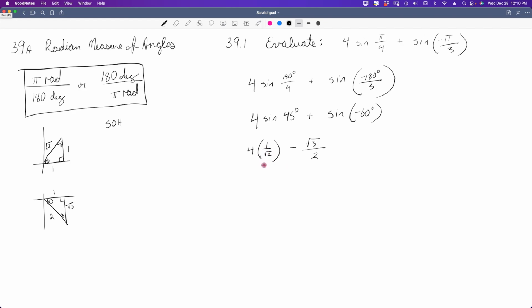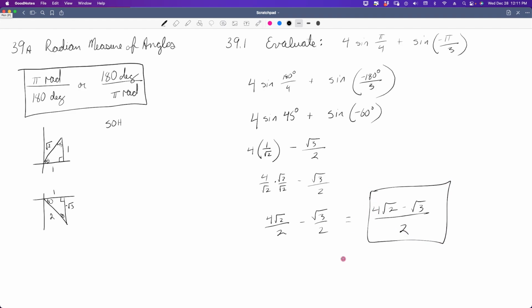Now to get rid of the radical, this is going to be 4 over the square root of 2. We're going to multiply by the square root of 2 top and bottom. That gives me 4 times the square root of 2 over 2 minus the square root of 3 over 2, which we can simplify into one fraction. 4 times the square root of 2 minus the square root of 3 all over 2. And that would be the answer that you would put into Jupyter and the way I'd want to see it.